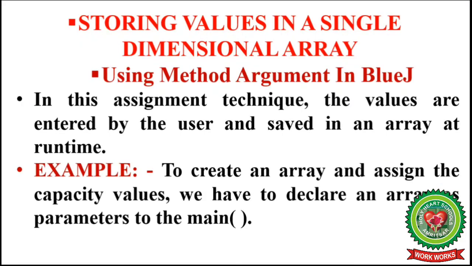Students, now come to page number 359 of your books. Our next topic is using method argument in BlueJ. In this assignment technique, the values are entered by the user and saved in an array at runtime. For example, to create an array and assign the capacity values, we have to declare an array as parameters to the main function. Let us understand this concept with the help of a BlueJ program.